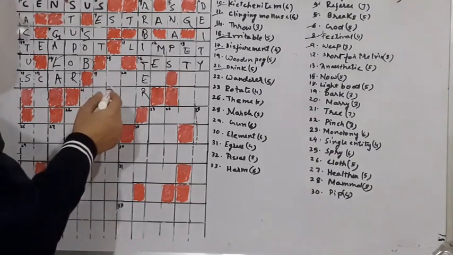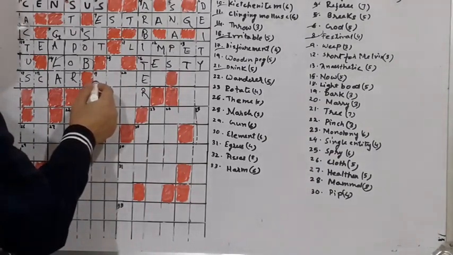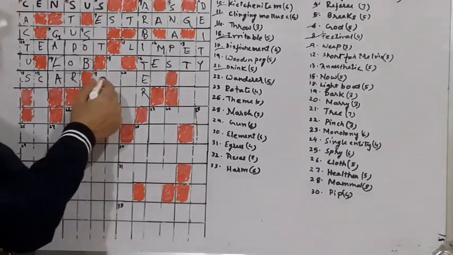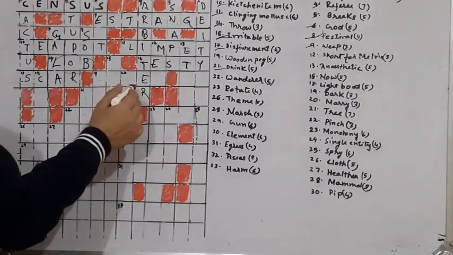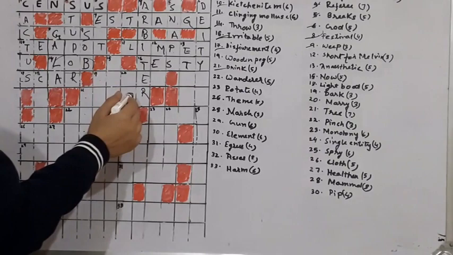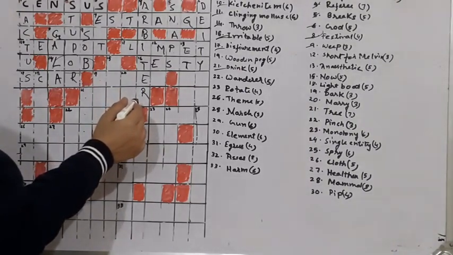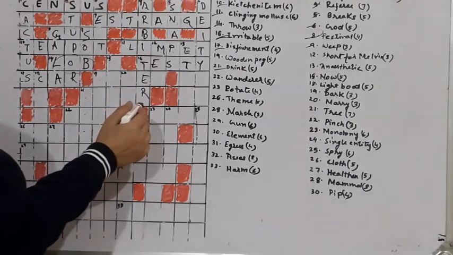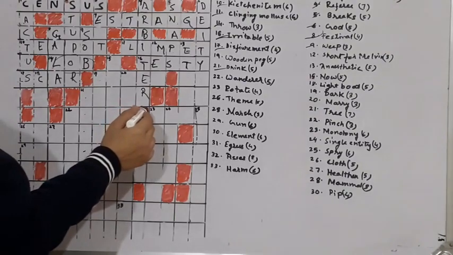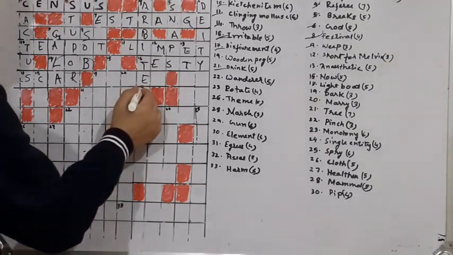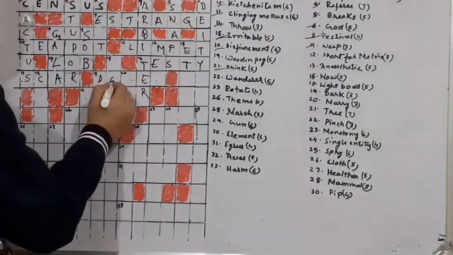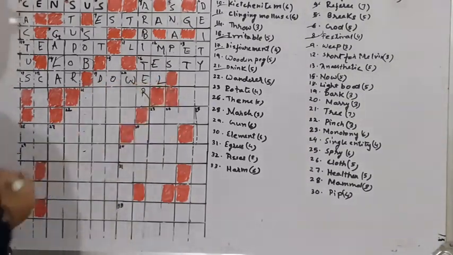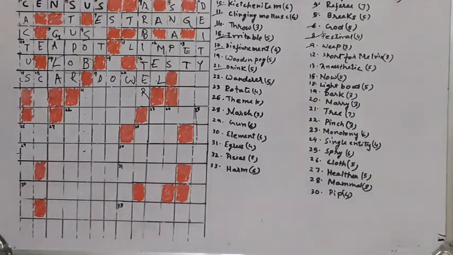19 is dark. Fine. 19 and 20. It is dark. Fine. We will go for it. 19 across. It is wooden peg. Wooden peg. D-O-W-E-L. Okay. Yes. Dowel. Got it? Wooden peg.